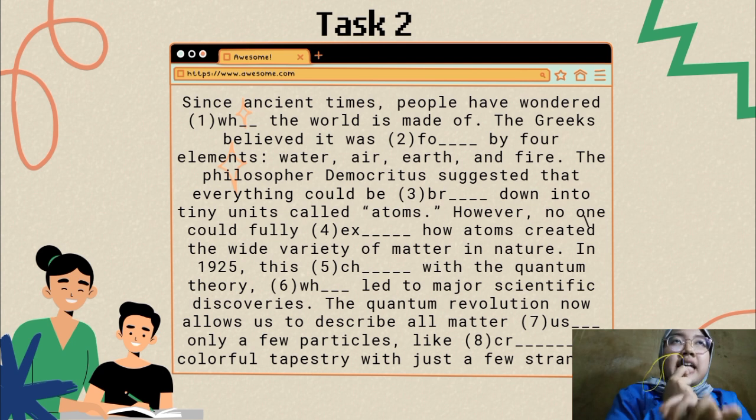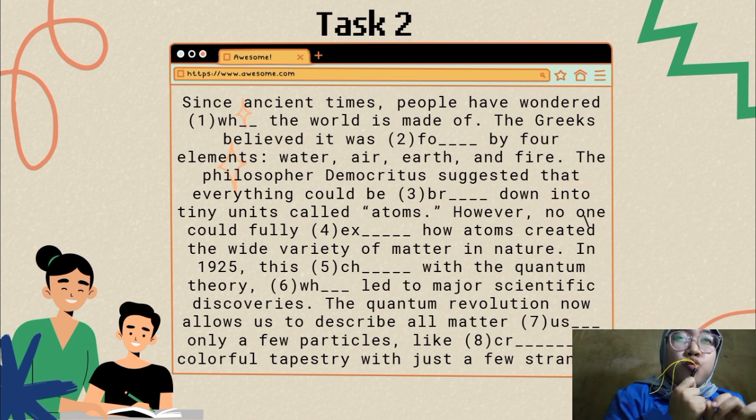Since ancient times, people have wondered blank the world is made of. The Greeks believed it was blank by 4 elements: water, air, earth, and fire. The philosopher Democritus suggested that everything could be blank down into tiny units called atoms. However, no one could fully blank how atoms created the wide variety of matter in nature.